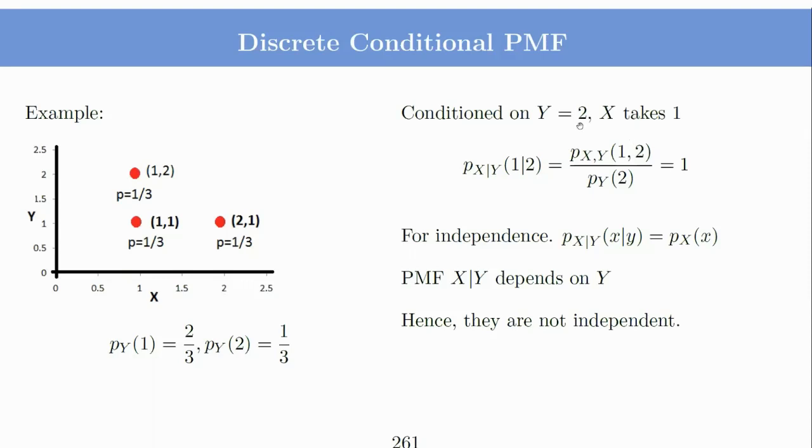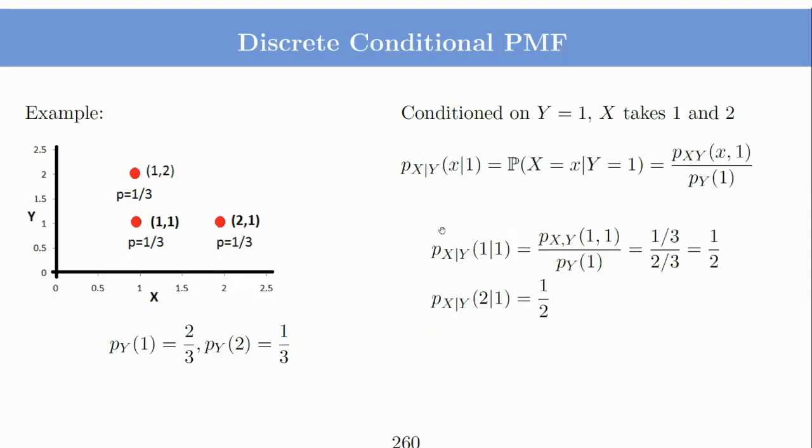Also remember one thing: if you put other values here, like let's say 7, then the numerator will become 0, because there is no probability that x takes 7 and y takes 2. For other values, it is just 0. So the whole mass is concentrated on one point. When you look at these two functions, this is a valid PMF. They sum to one, they are both between 0 and 1, and for any Borel set, if it contains 1 and 2, the probability would be 1. If it only contains 1, the probability would be half.